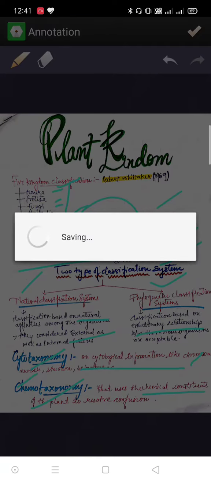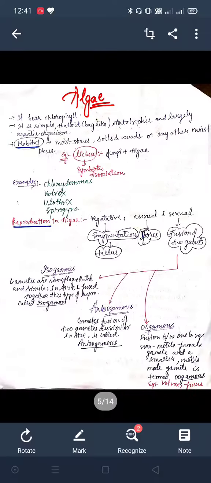Okay, now let us move further. In previous classes or chapters we studied that the plant kingdom has 5 phyla or 5 members. First is thallophyte, then bryophyte, pteridophyte, gymnosperm and angiosperm.